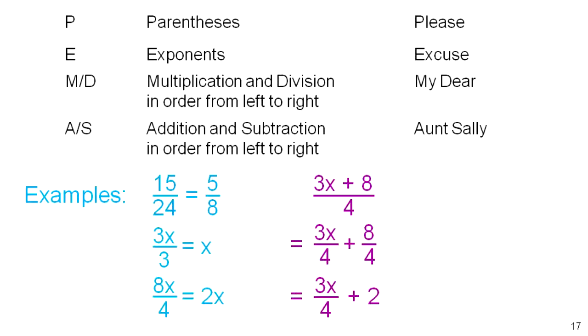You should notice that this example is different from the examples in blue because there is an addition sign between the 3x and the 8, and there were no addition or subtraction signs in the examples in blue. You should also notice that there is an implied set of parentheses around the 3x plus 8, and so we must simplify 3x plus 8 before we can divide.